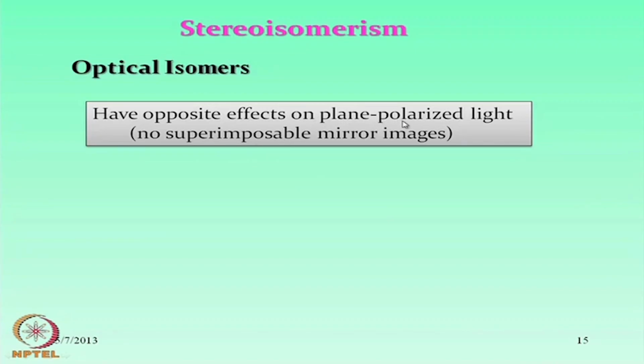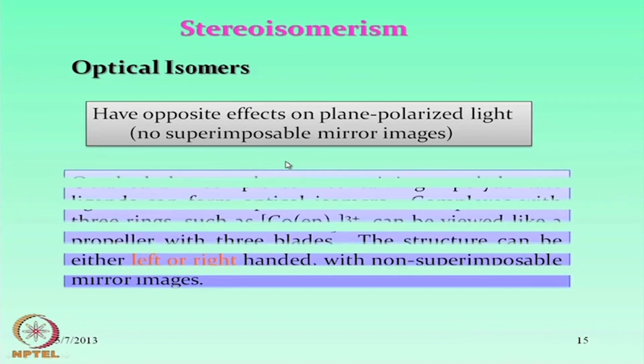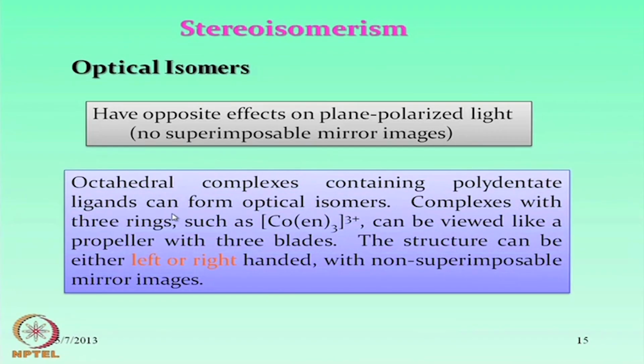the plane of polarization in the opposite direction, and these two isomers are not superimposable on each other, and they don't have a mirror image which can be superimposed on the other molecule. So, octahedral complexes containing polydentate ligands, particularly bidentate ligands.